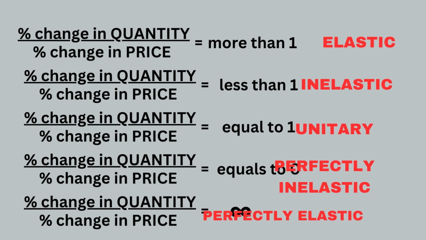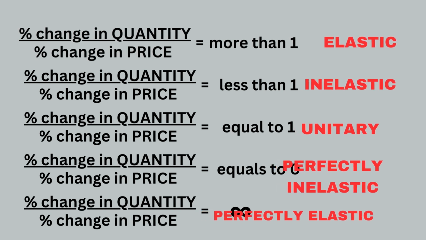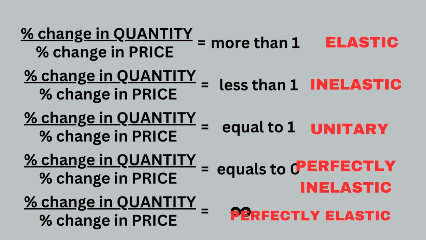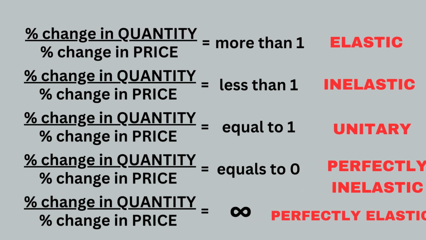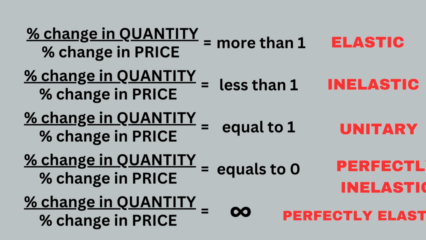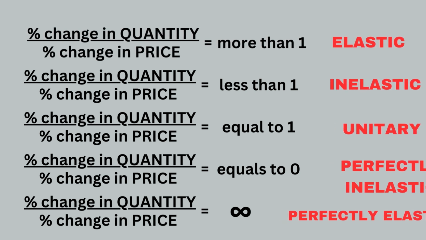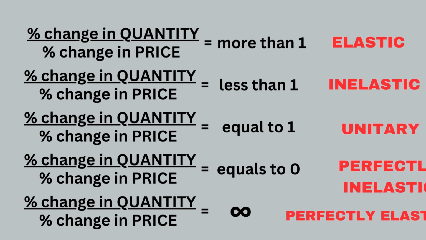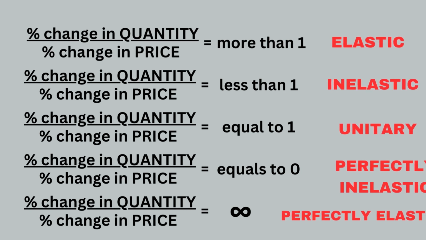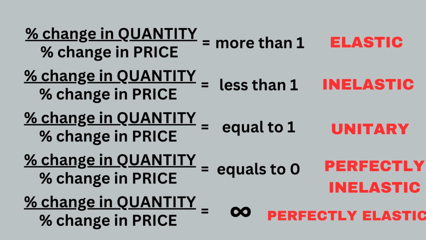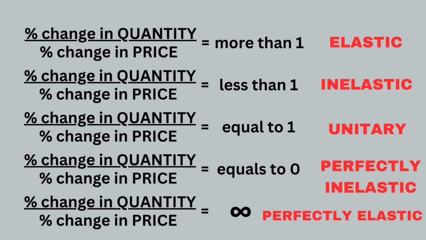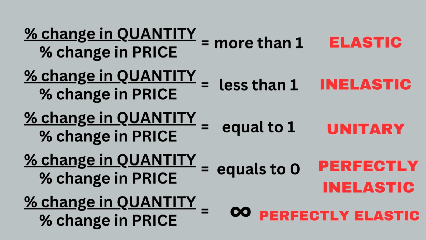So how can we conclude that the price elasticity of demand is elastic, inelastic, unitary, perfectly inelastic, or perfectly elastic? If the computed PED is more than 1, we can say that it is elastic. If it is less than 1, it is inelastic, or equal to 1, it is unitary, and equal to 0, perfectly inelastic, and if it is infinite, it is perfectly elastic.